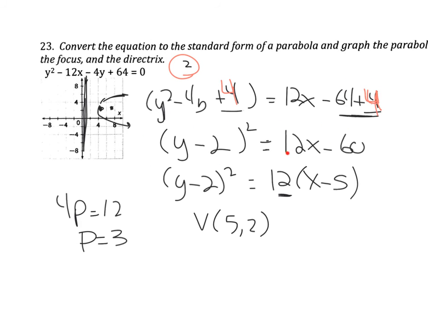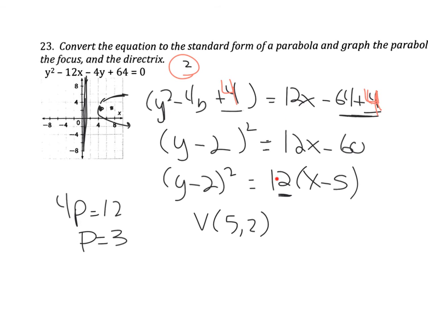That's not too bad. You would be done right there, except you need to get your 4p. 4p is right here in front of your x. So I factored out the 12. That gave me x minus 5. Now your vertex is the opposite of what's inside. 5, 2. So I went to 5, 2. Drew that. It's got to go right because my 4p was with my x, and it was positive, so it goes like the positive x's do.